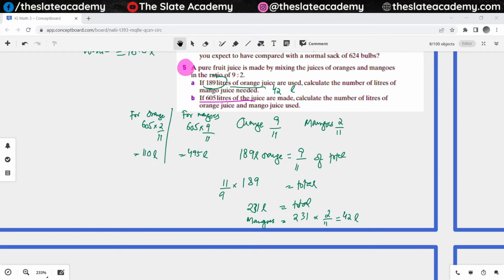Read part B. So total juice being made now is 605 liters. For that, again, they would be mixed in the same ratio as before. So 2 out of 11 for oranges and 9 out of 11 for mangoes.